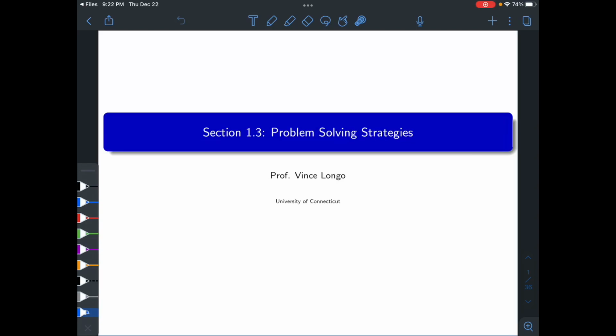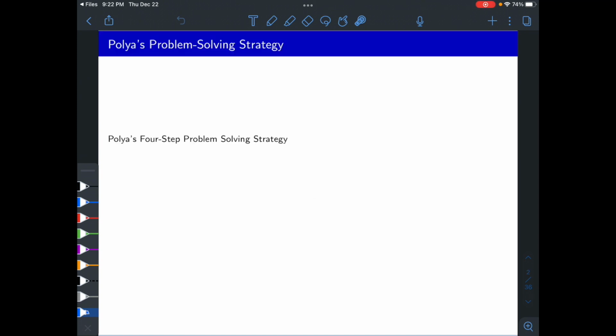In this section, we'll be discussing some problem-solving strategies and talking about it in theory and then seeing it in practice a little bit. So Polya's problem-solving strategy is a four-step problem-solving strategy consisting of the following four steps. First, understand the problem. It's a very overlooked step usually, but just, do you understand everything that's going into the problem? Can you restate it in your own words, etc.?